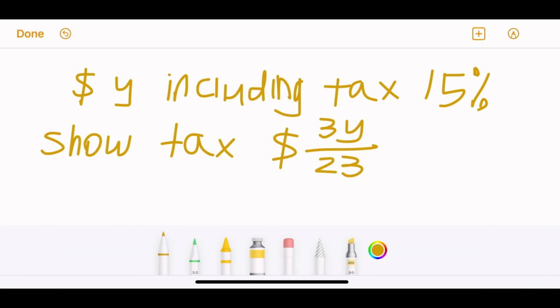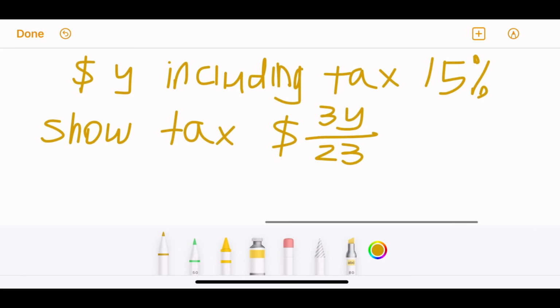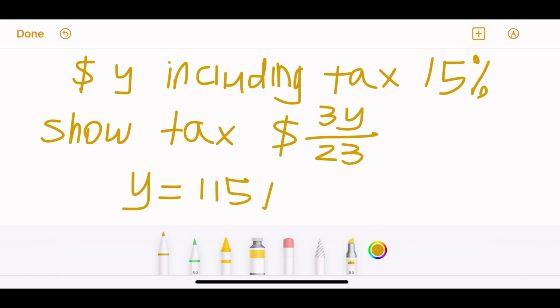So it means we need to show every one of our steps. We need to write down the steps clearly in order to get a full mark. So the y dollars includes the tax of 15%. So y is 115% of the original price without the tax. Yeah, so what I'm going to do is the same as we did for the previous question, to convert 115% into a decimal, so it will become 1.15 as a decimal.